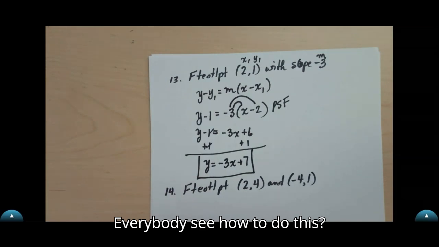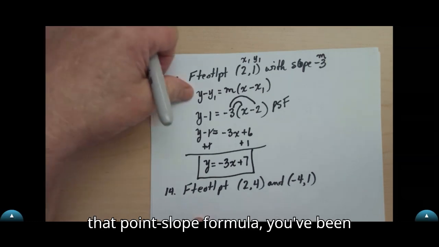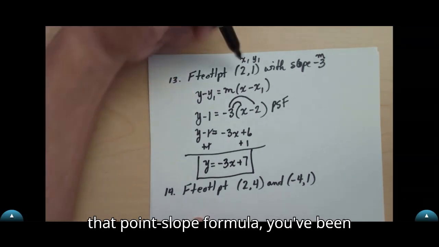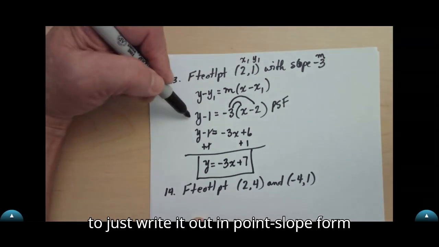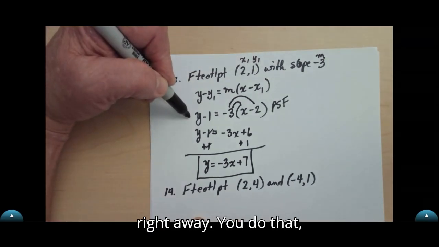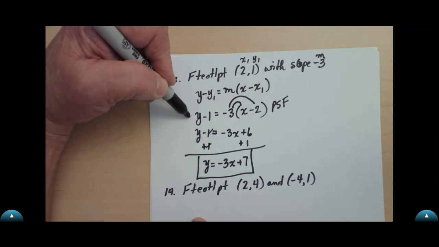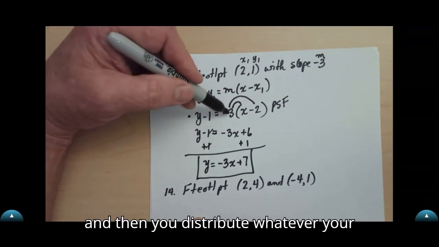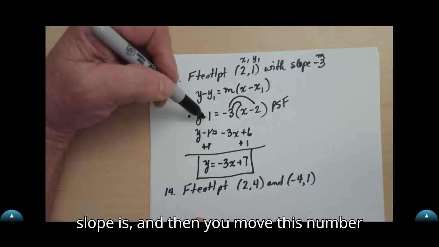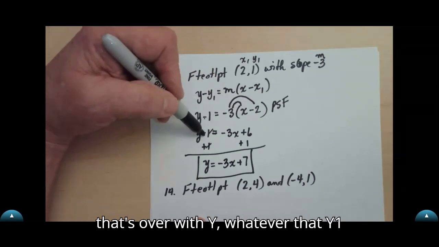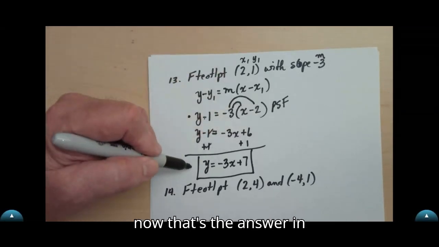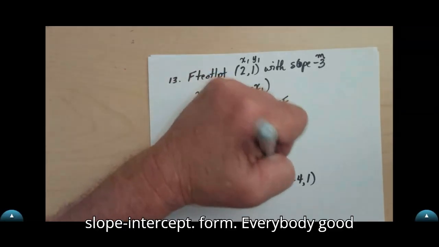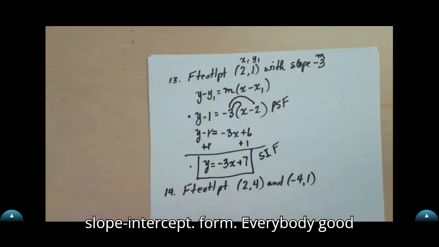Everybody see how to do this? So that one's really easy. If you got that point-slope formula, you've been given exactly the information you need to just write it out in point-slope form right away. You do that, and then you distribute whatever your slope is, and then you move this number that's over here with y, whatever that y1 was, you move it to the other side, and now that's the answer in slope-intercept form. Everybody good there?